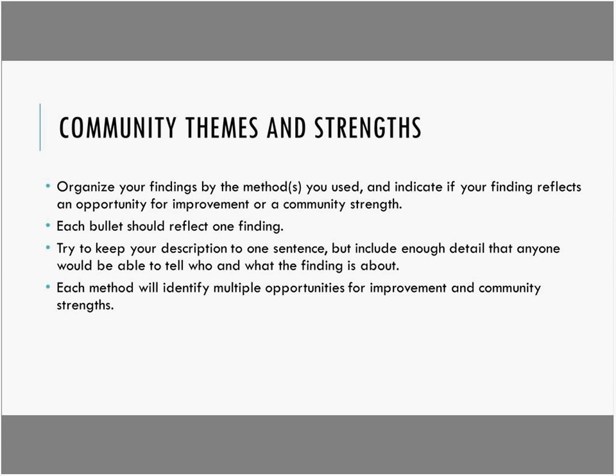We'll ask you to try to keep your description to a sentence, but include in that sentence enough detail that anyone would be able to tell who and what the finding is about. So you'll want to say who, with young children, and then the what of, are having a hard time figuring out how to follow safe sleep practices and get sleep themselves. So we want it to be deep enough that when we read it, we understand what the finding is and who it's about, but not so detailed that you're feeling like you have to write pages and pages about each idea. So it's really a sentence that describes the theme that you saw in your data.